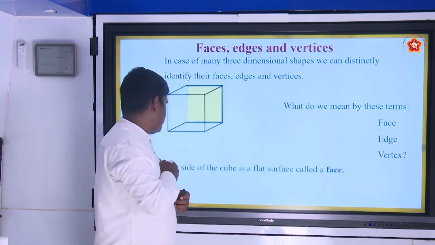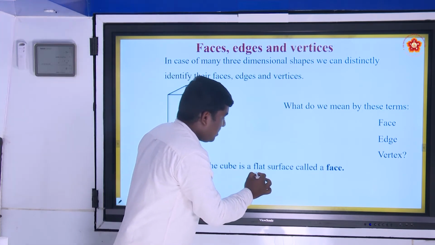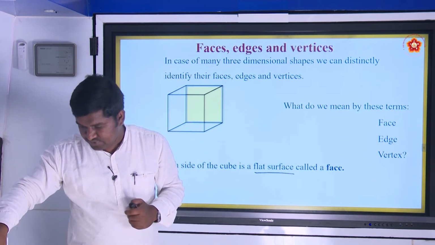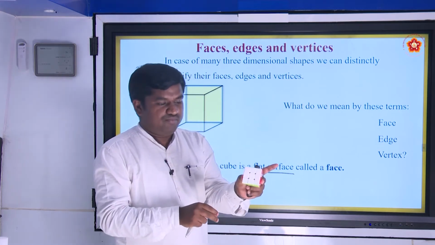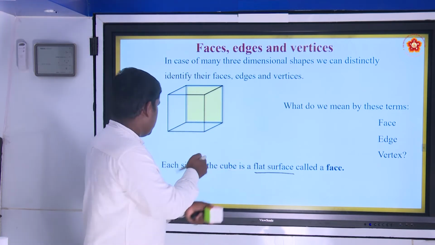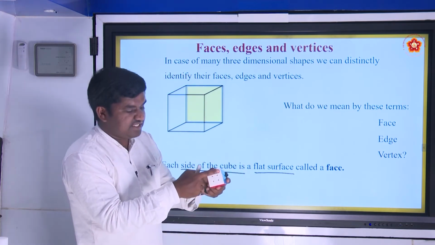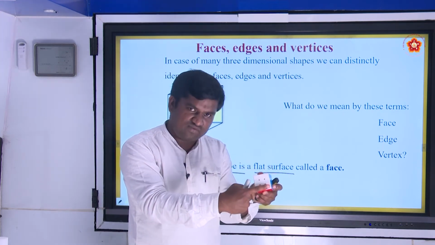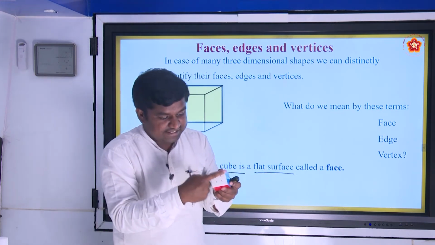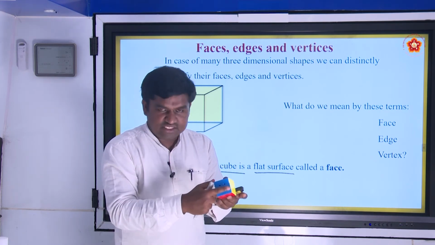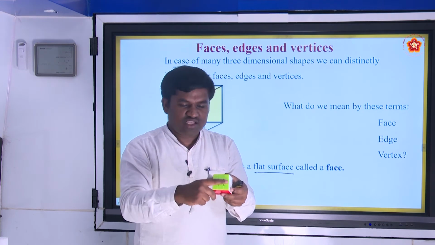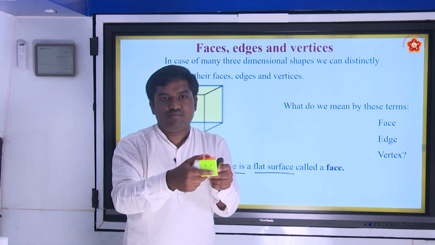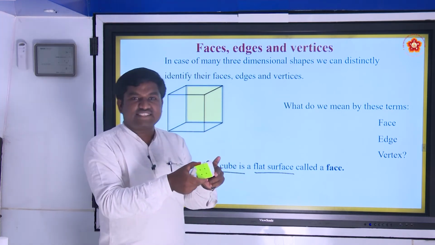See, each side of the cube is a flat surface and that is called a face. Suppose this is a cube. Each side of a cube is a flat surface. This flat surface is called a face. This is also a face, this is a face, and this one is also a face. Bottom, top, left, right, front, back. So these are all faces.